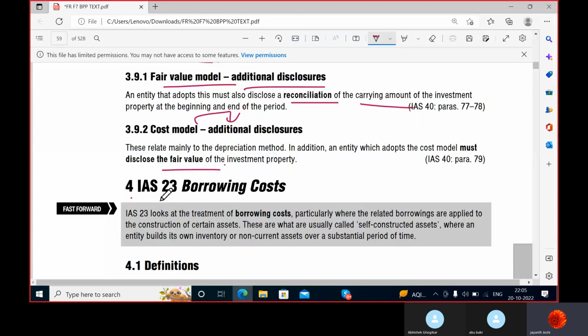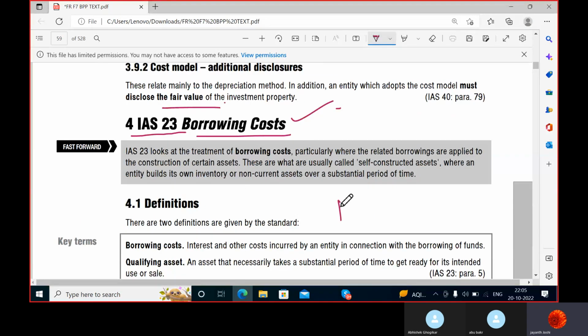So International Accounting Standard 23 deals with borrowing cost. This is a new standard. This is the last part of this chapter. And borrowing cost is what actually, suppose you want to construct some asset, some building, you will be borrowing money from the bank for that.